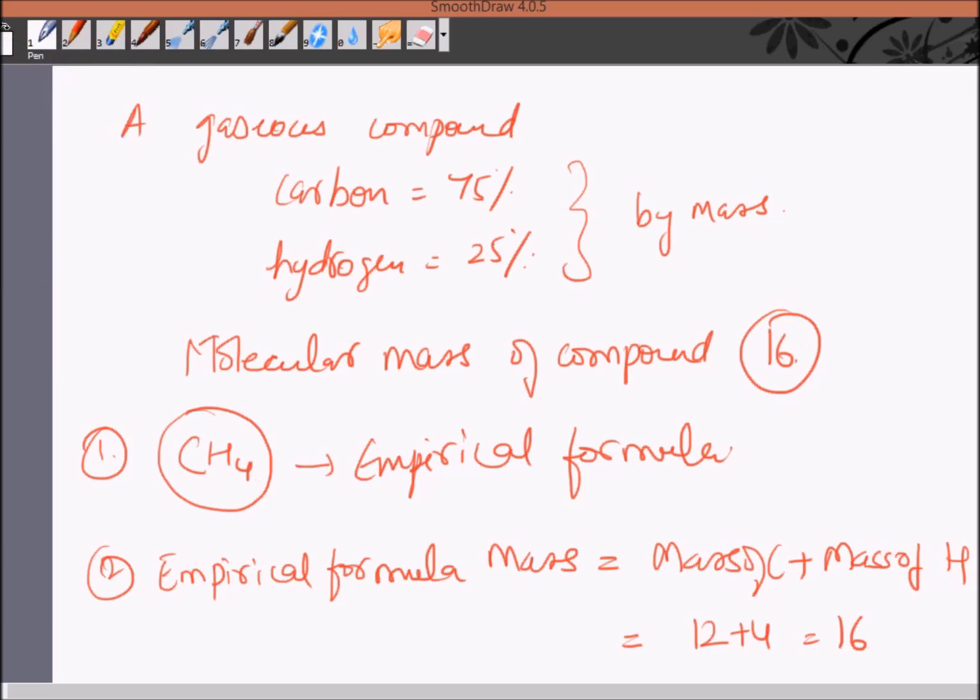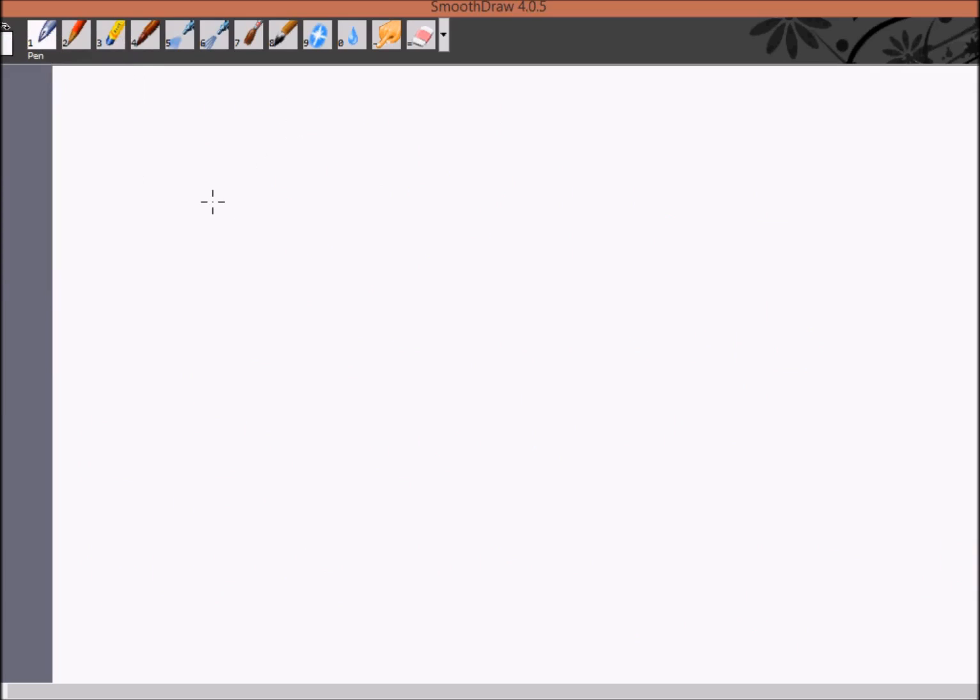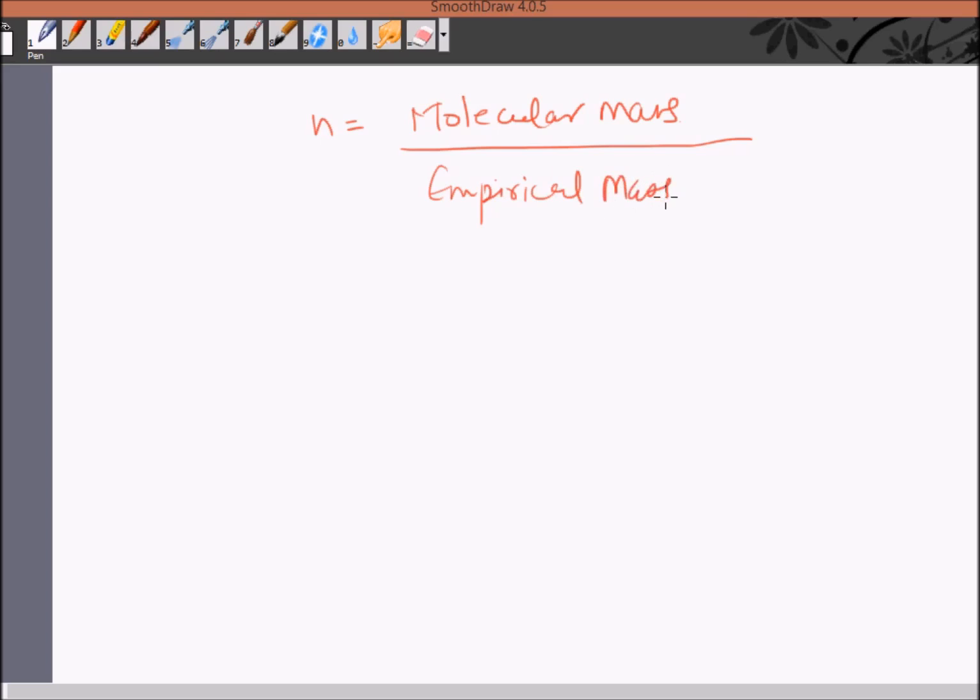Now just put the values in the expression from where we can get the value of n, the expression of molecular mass, which is given in the question, and the empirical mass, that is the empirical formula mass, which comes out to be 16 by 16, so n equal to 1.